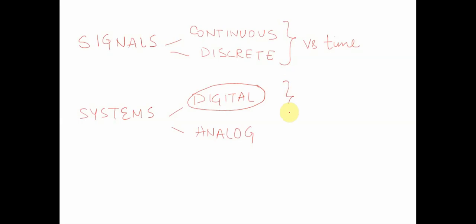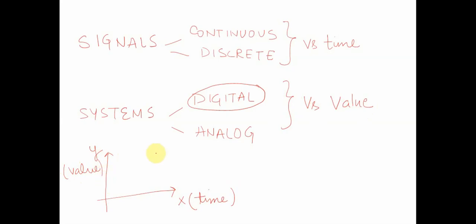And whenever we talk about digital and analog, this is with respect to value. If I draw an x and y axis graph here, let's assume x represents time and y represents value. When I say a signal is a continuous signal, it means the signal has a value throughout the time duration, across the entire time stamp. Whenever I say the signals are discrete signals, the signal will have value at some particular instances of time, not throughout the time duration.